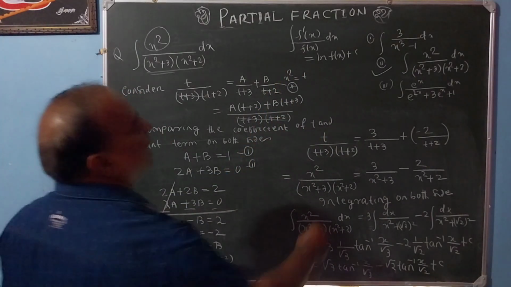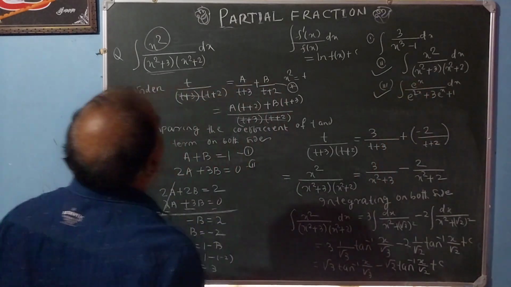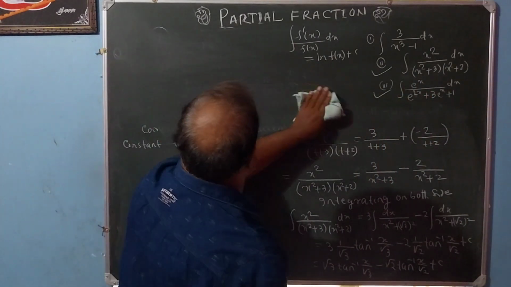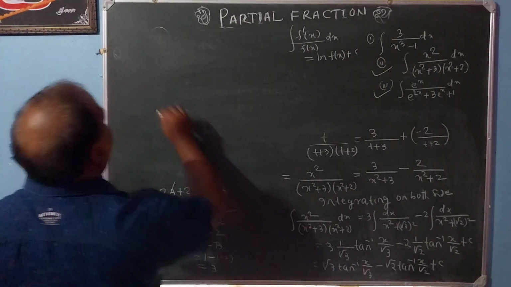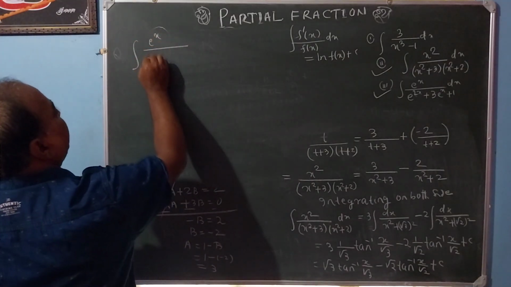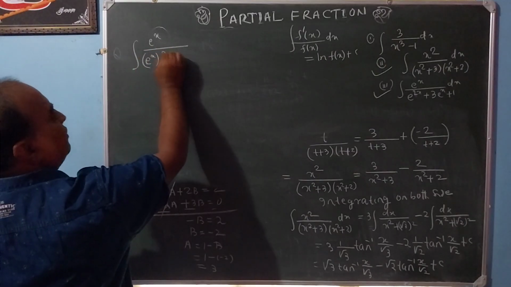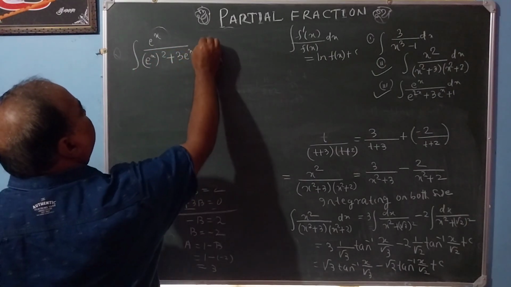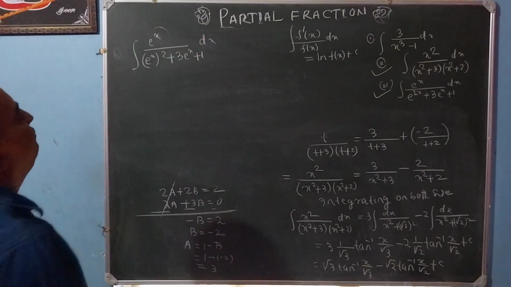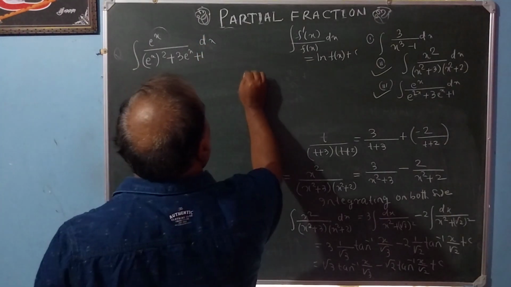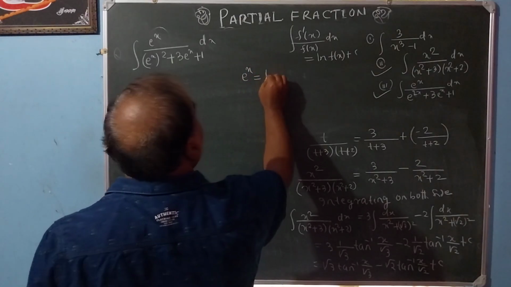Let us take another problem. Write down question number 3. Integration of 1 upon (e to the power x) whole square plus 3 e to the power x plus 1 into dx. First of all, we have to take e to the power x as t. Write down e to the power x is equal to t.